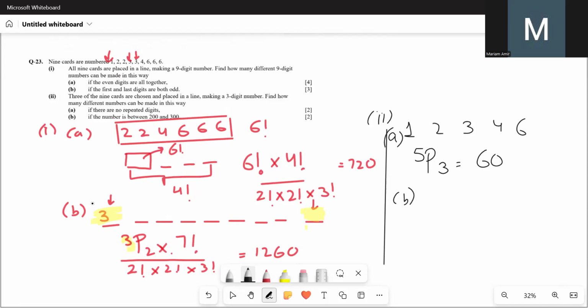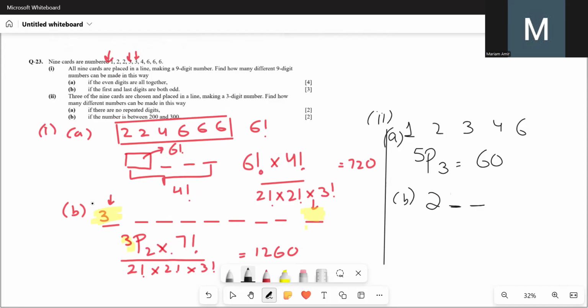Okay. Next is if the number is between 200 and 300. That would mean the first number has to be 2. And after that, we have 2 more numbers. So if the first number is 2, then we may or may not have repetitions after that. So we're going to consider all the cases. So let's say there is a repetition here and we have another 2 in one of these spots.